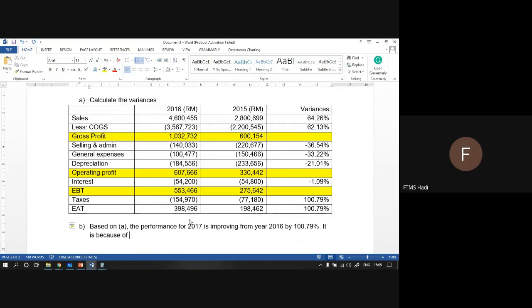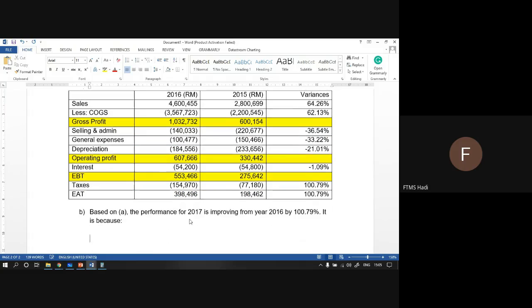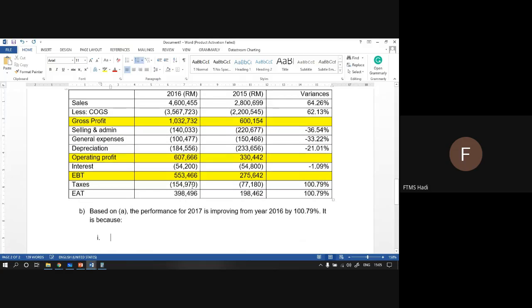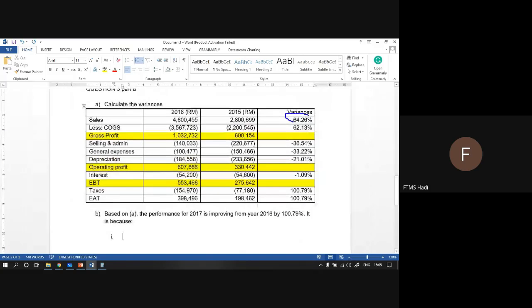Okay, it is because of the increase in sales. I think you can break down your answer a little bit. The first one, you can have a look at one of the factors, which is this one, 64.26, which is increase in sales by 64.26%. So it's 2015 and 2016.